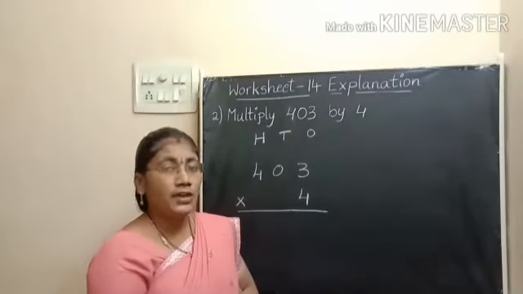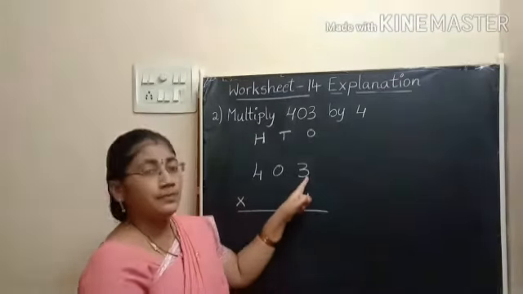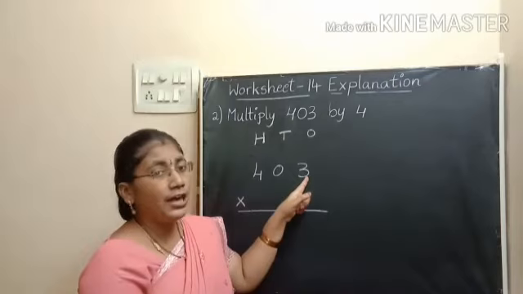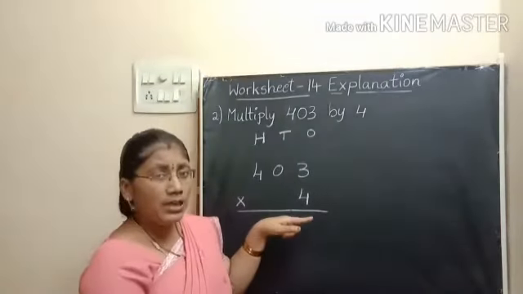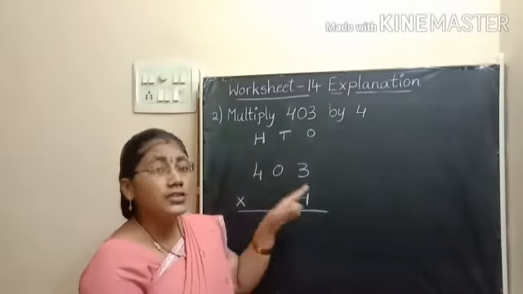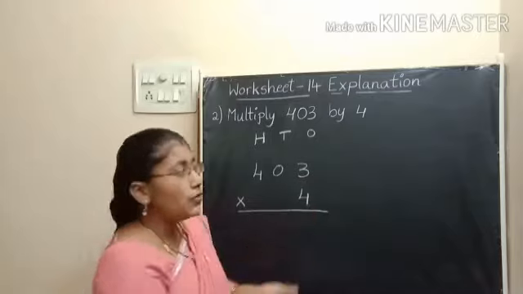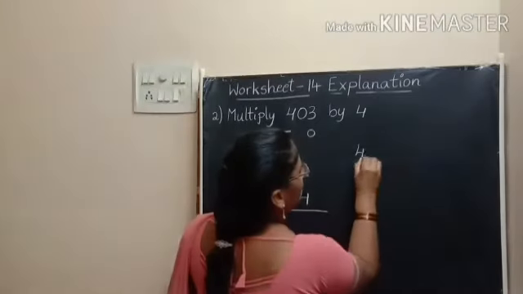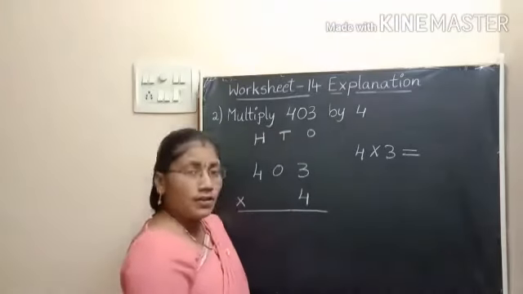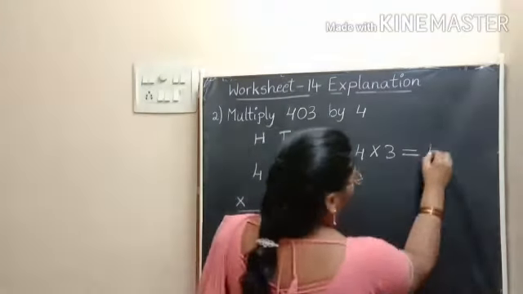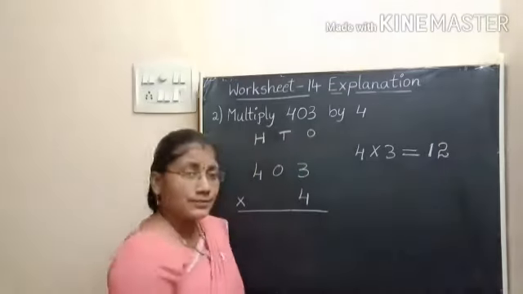So first we should take 4 into 3. Actually we have to multiply each and every digit of the multiplicand with the multiplier, but first we should start from the digit in the ones column. So we should take 4 into 3 at first. 4 threes are, how much is it? 12. 4 threes are 12.